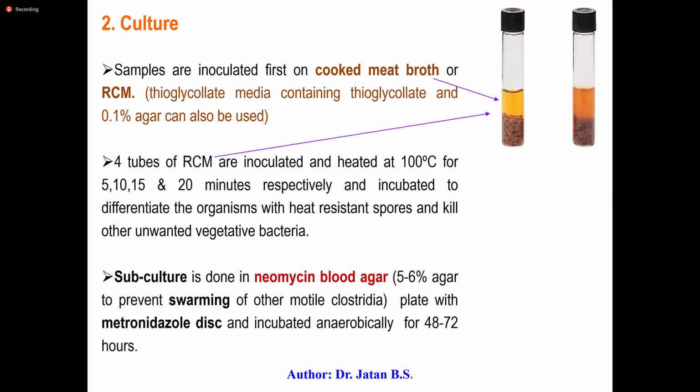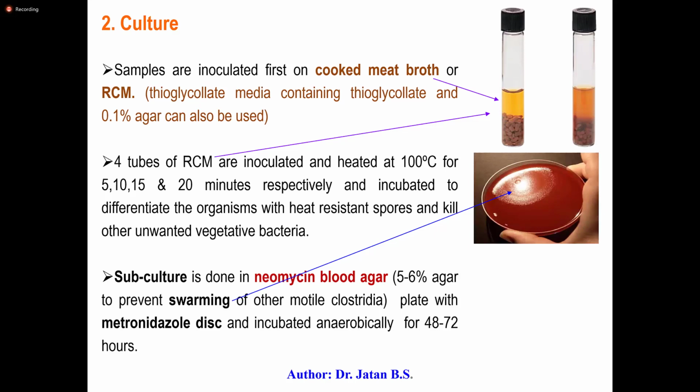After culturing in Robertson's cooked meat media, you must subculture in neomycin blood agar. Now this is a neomycin blood agar. This is the blood agar in which neomycin has been added, because neomycin is going to inhibit unwanted bacteria or aerobic bacteria. This Clostridium perfringens is highly motile. Since it is highly motile, it produces this kind of spreading growth. This kind of rapidly spreading or moving growth is called swarming growth. In order to prevent this swarming growth, you must increase the concentration of agar in the media.